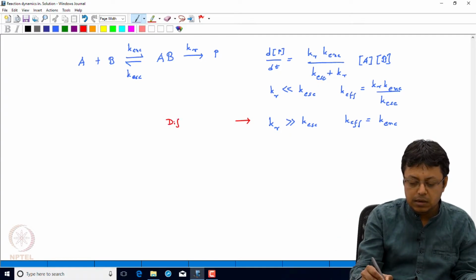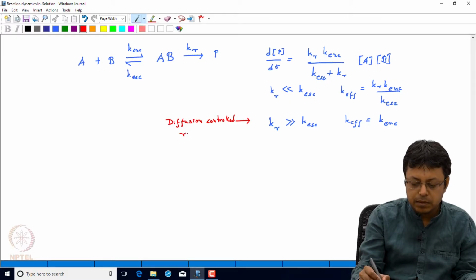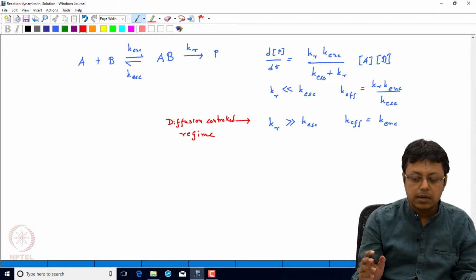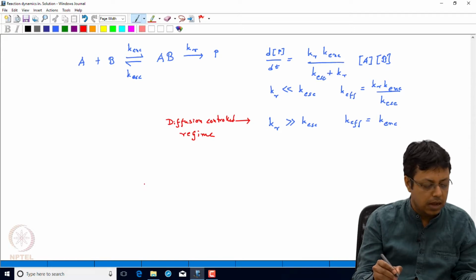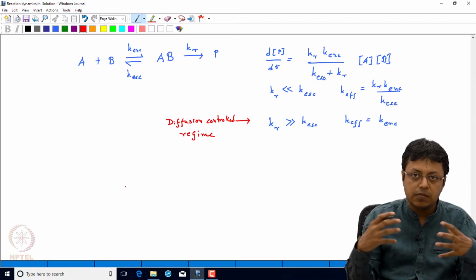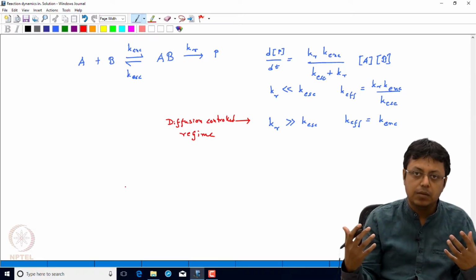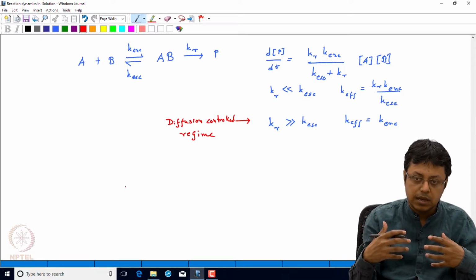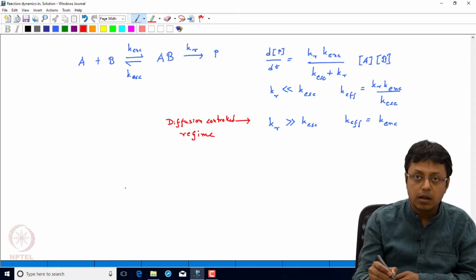So this regime is basically the diffusion controlled regime, because it is the encounter rate that matters. So we are going to formulate that now. Now the question is how will you formulate it? Suppose we have two reactants A and B, and what we are going to ask is that, okay, fine, there will be a flux of A molecules into B, and then there will be a similar flux of B molecules into A. So overall the way it will look is something like this.